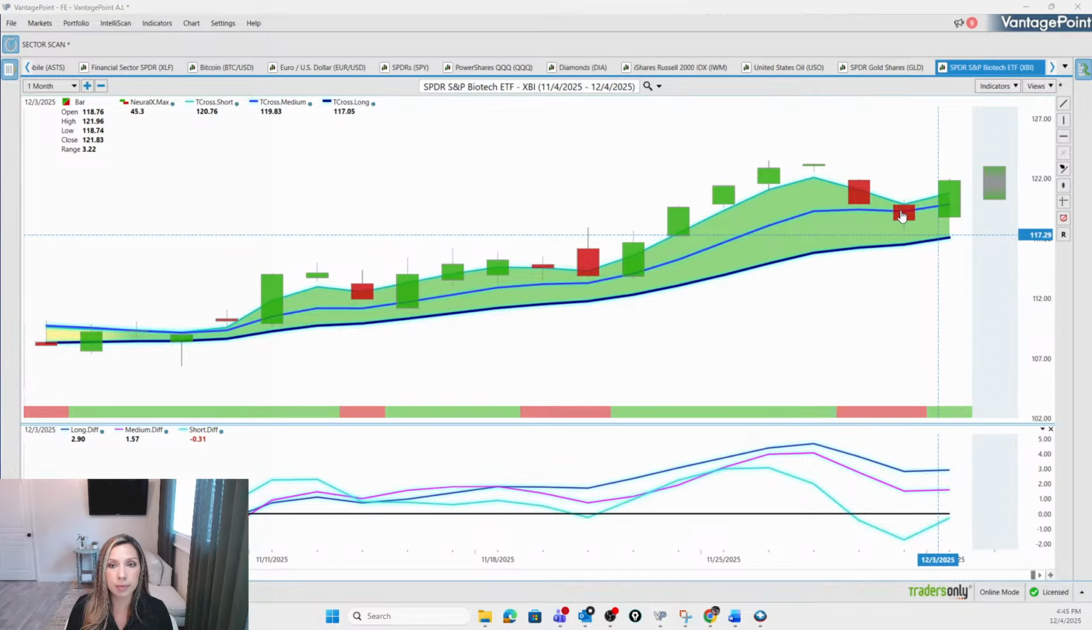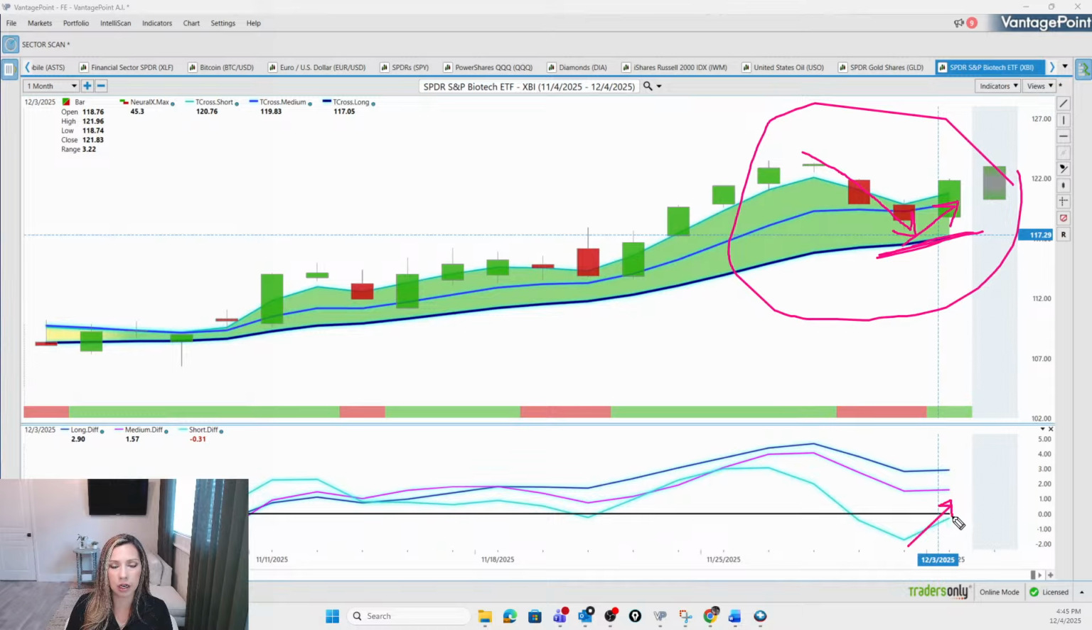Why? Because price is above the line, and even better yet, it's color coded. So when this is green, then your darker blue T-cross long line is going to be that support level. All right, so when we see a support level holding strong, oftentimes price will revert back to that support level. Okay, but if we see that potential strength resuming within the trend, and guys, look, what do we have here? Strength coming back into the trend, right? So when we see that, that's a potential for a bounce scenario.